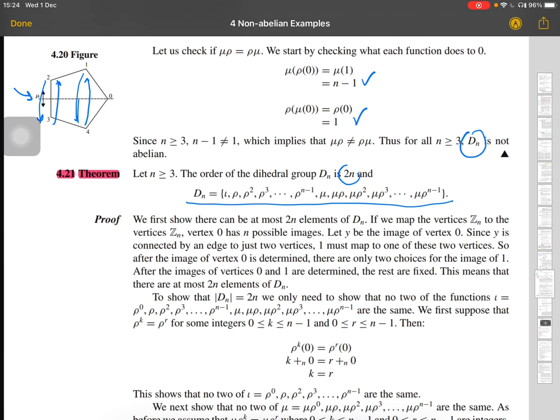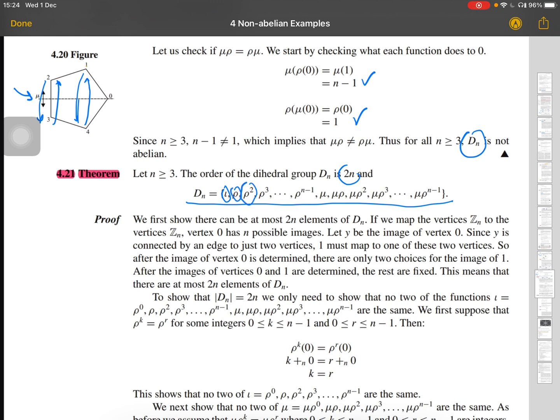So what are the permutations? First, you must have the iota, or rho to the power of 0 just now, not moving any elements to any other vertex, right? And then you have rho, and then you have rho square.